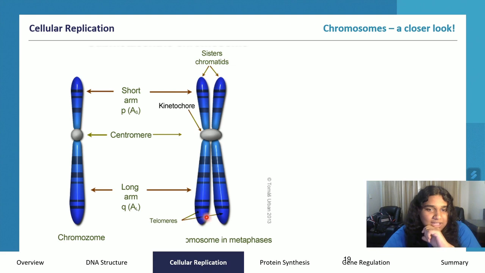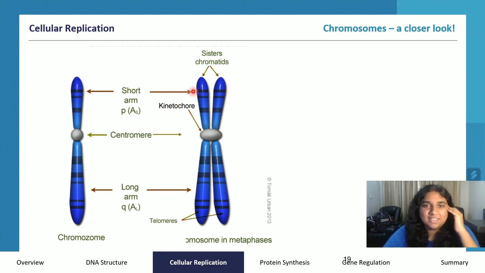At the ends, we have these structures called telomeres, which are also made of DNA. They don't code for anything, they just stop the chromosome from unraveling and help them stay in this X shape. And then across the chromosomes, we've got all of these genes.